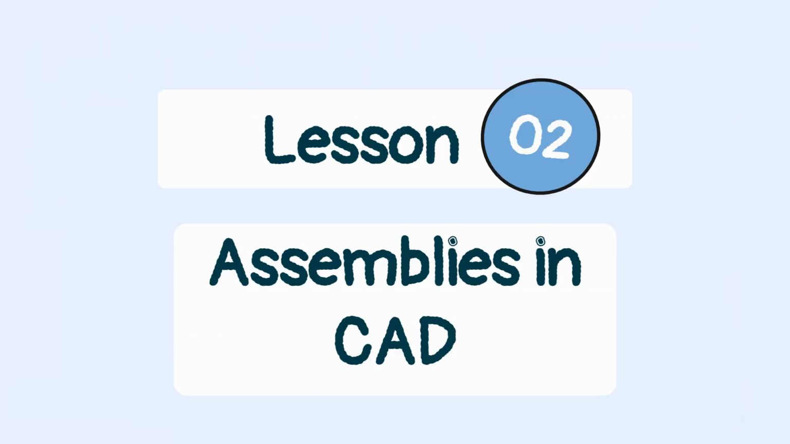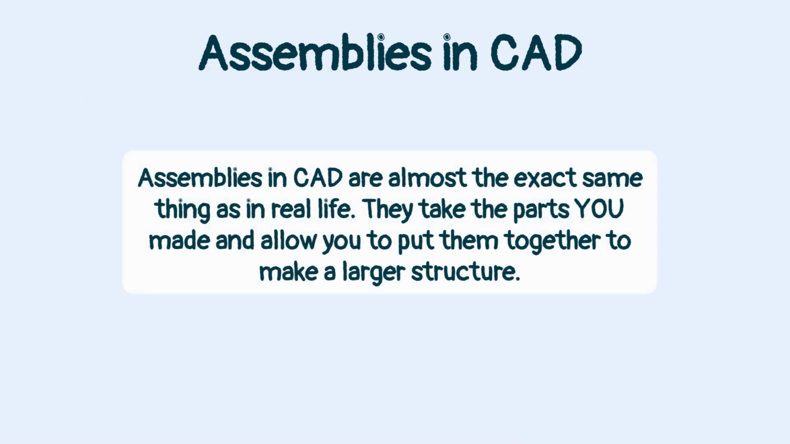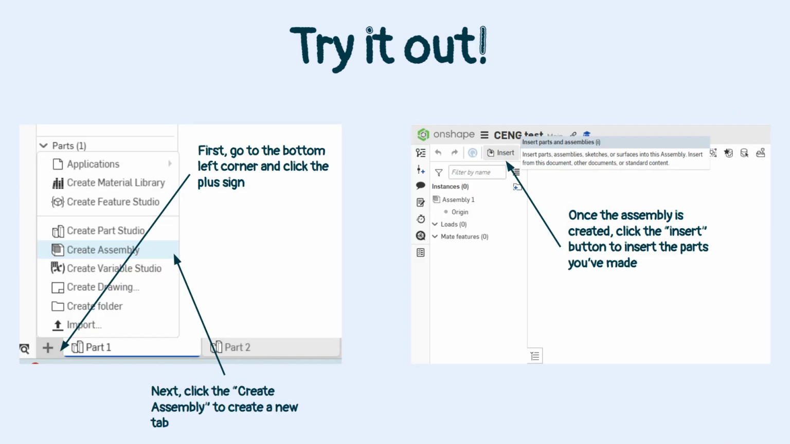Well, that leads us into the second segment, assemblies in CAD. Assemblies in CAD are almost the exact same thing as in real life. They take the parts you made or that you might have pulled from a different website or STL file and allow you to put them together to make one large structure. So we're going to try it out.